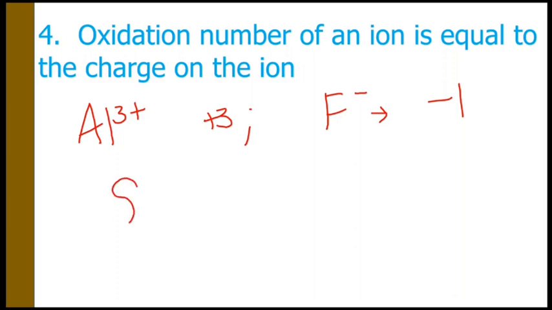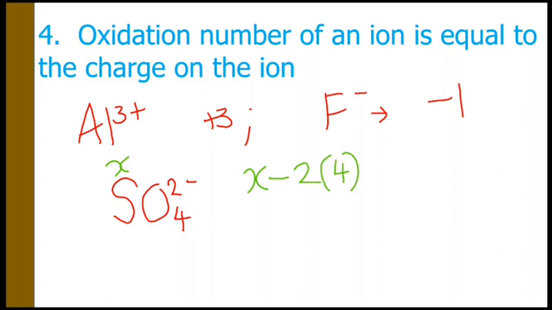So, for example, if I have SO4 2-, I already know that the oxidation number of oxygen is going to be -2, but how do I get that of sulfur? Make a simple equation. For the sulfur, we're going to make it X. We don't know what it is, but there are 4 oxygens. Each oxygen is -2, but there are 4 of them, and we're going to equate that to -2.